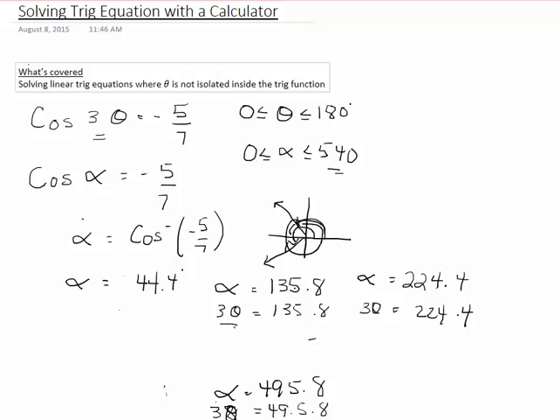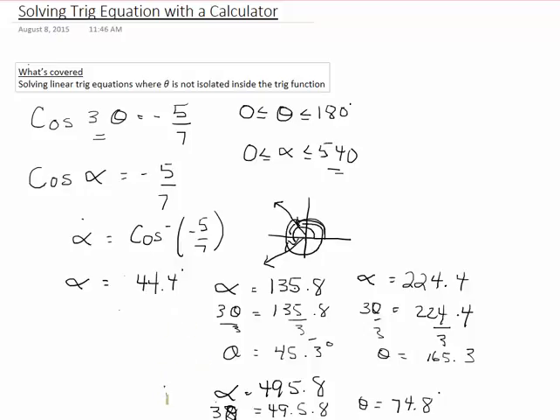So now if you divide all of these by 3, your first solution here is 45.3 degrees. Divide by 3. Theta is 165.3. And my last one here, if you divide them by 3, theta would equal 74.8 degrees.